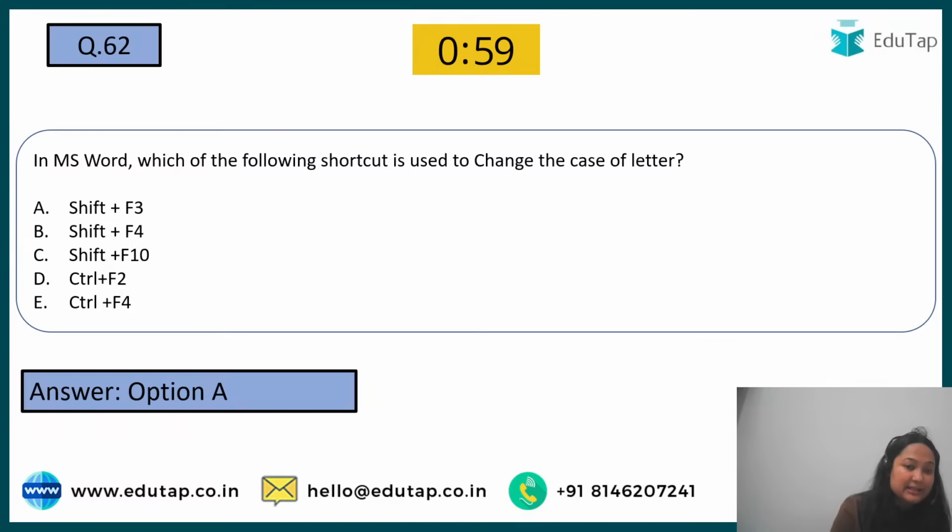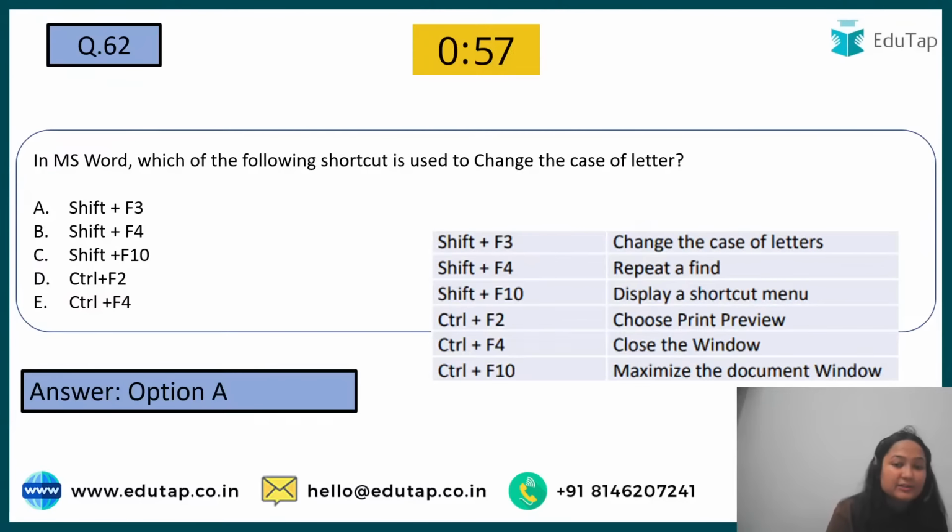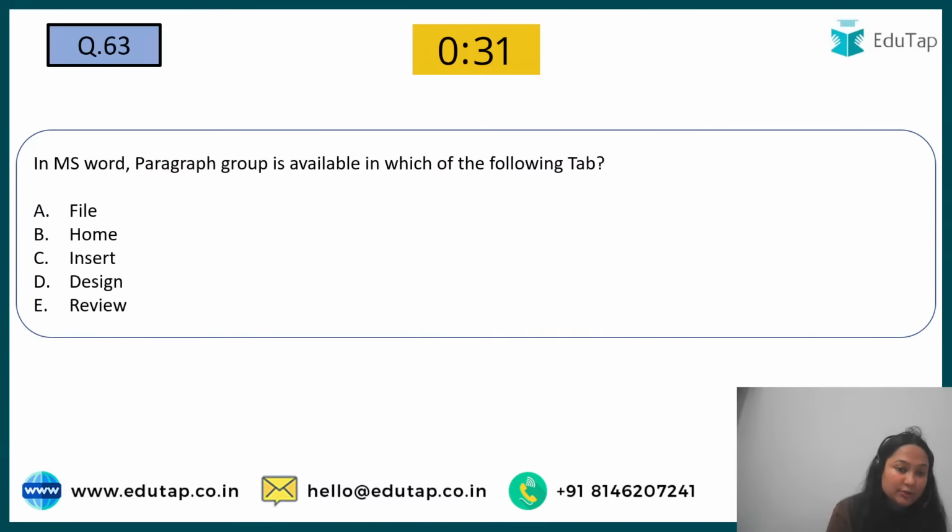Let's see the other shortcuts. So F3 is for changing the case. F4 is to repeat a find. You have found something, you want to repeat it. So for that we have Shift F4. Shift F10 is to display a shortcut menu. Control F2 is for print preview. Then Control F4 is for closing the window, very easy. Control F10 is to maximize the document window. These are the shortcuts that you also need to memorize.